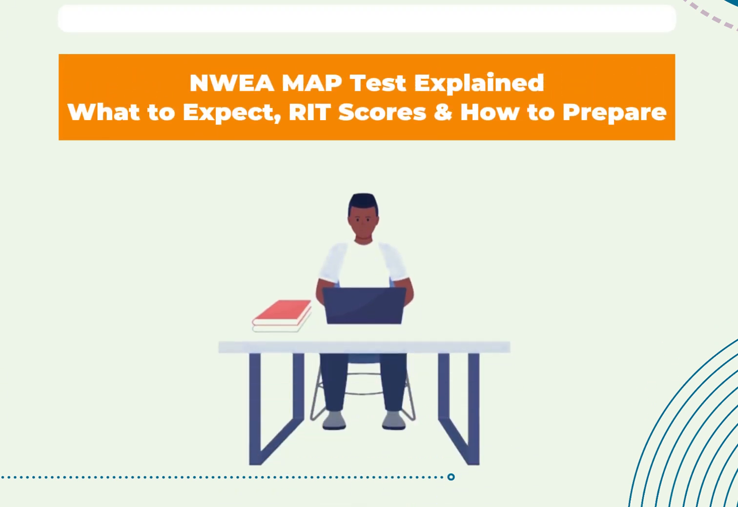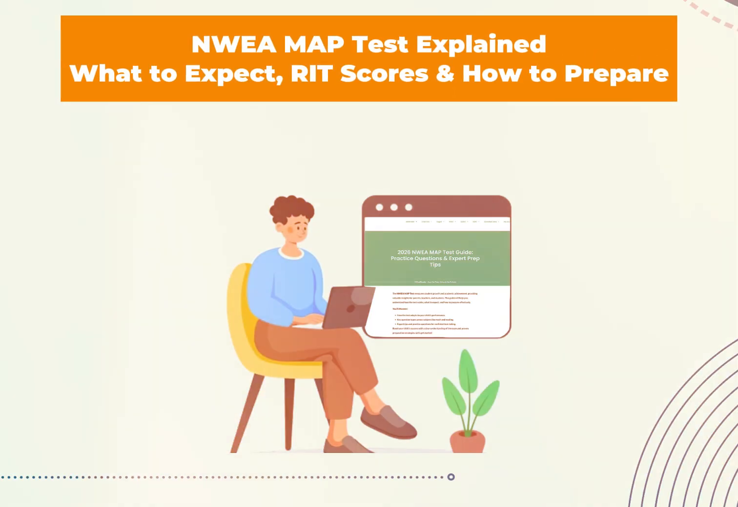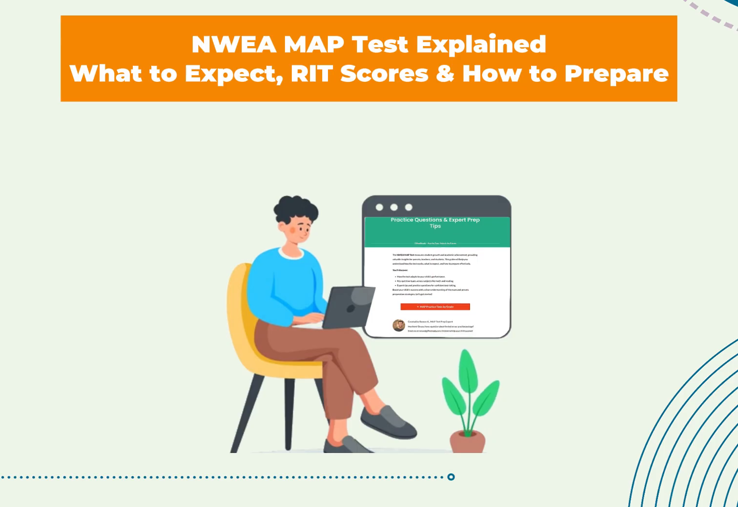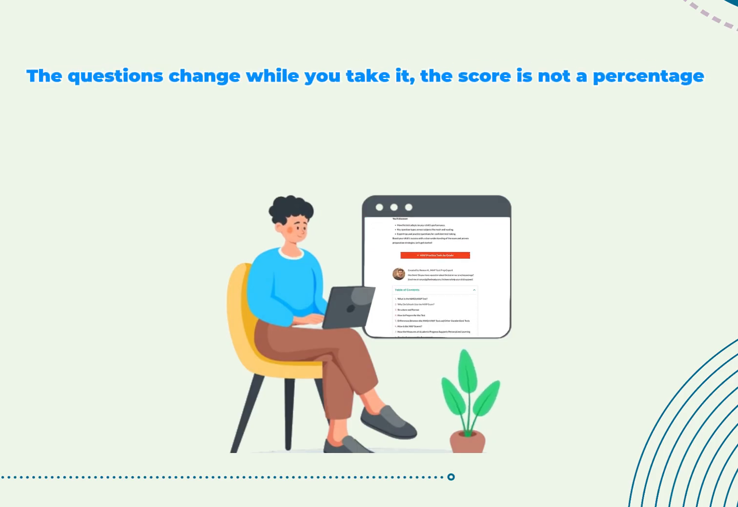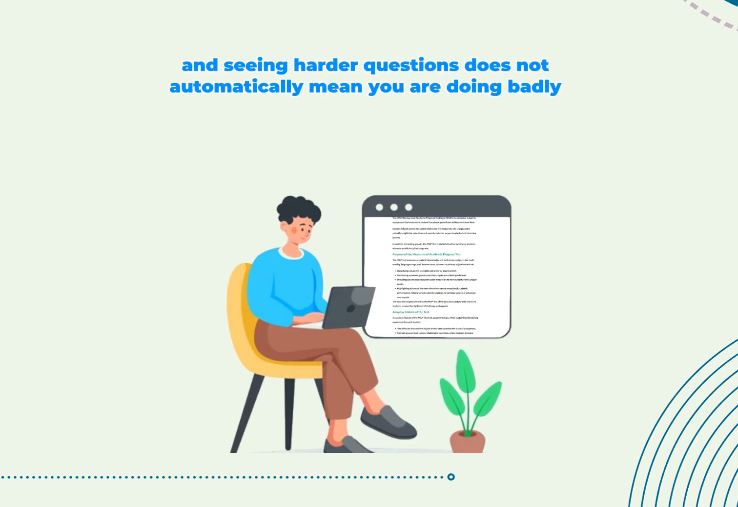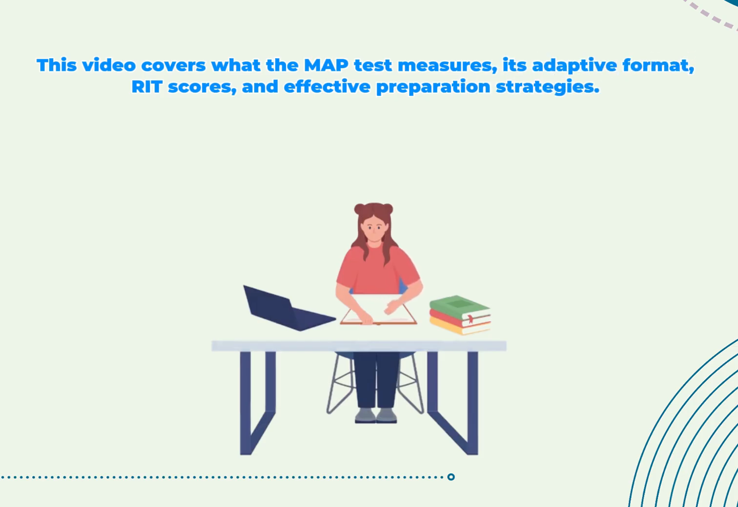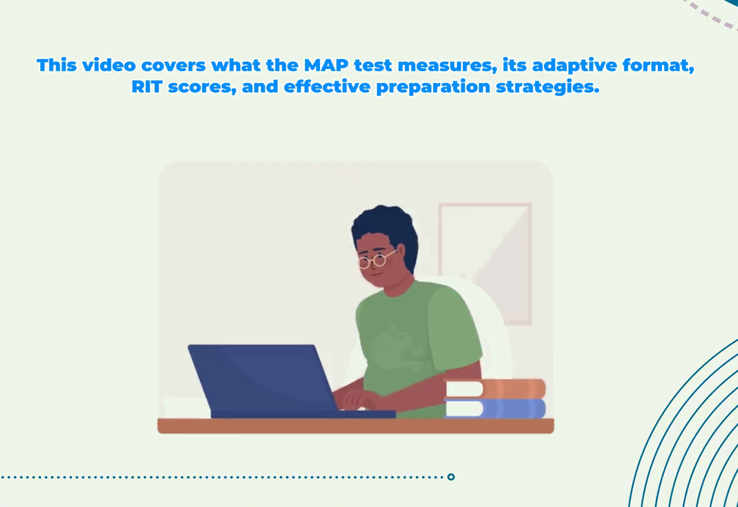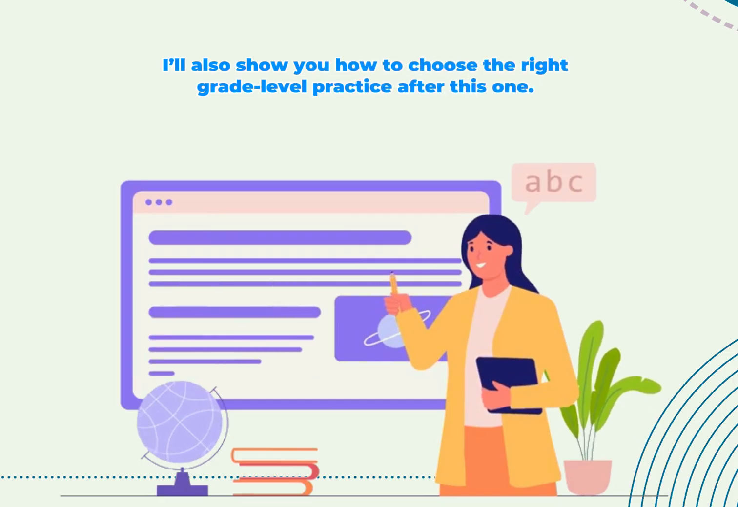The NWEA MAP test can feel confusing because it does not work like a regular school test. The questions change while you take it. The score is not a percentage, and seeing harder questions does not automatically mean you are doing badly. In this video, I'll explain what the MAP test measures, how the adaptive format works, what RIT scores mean, and how to prepare without wasting time on the wrong things. I'll also show you how to choose the right grade level practice after this one.